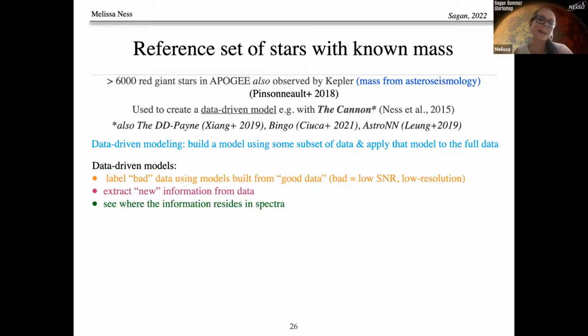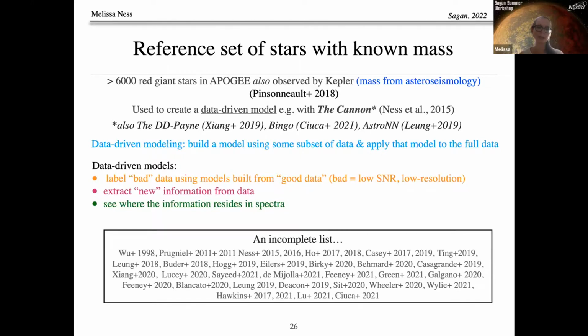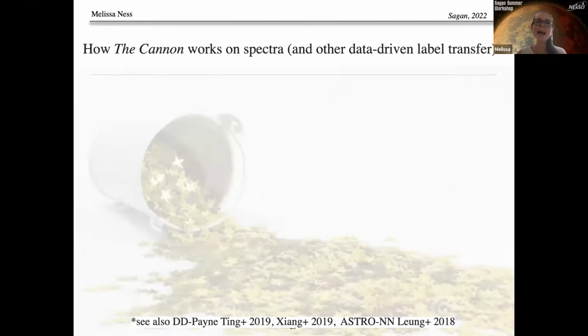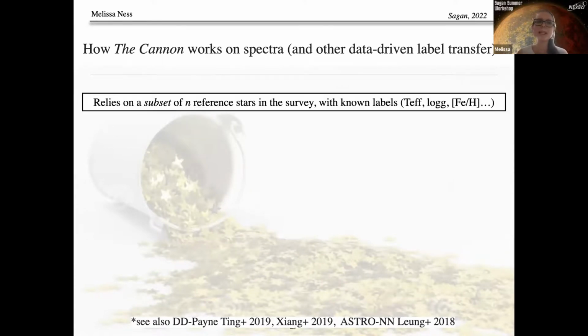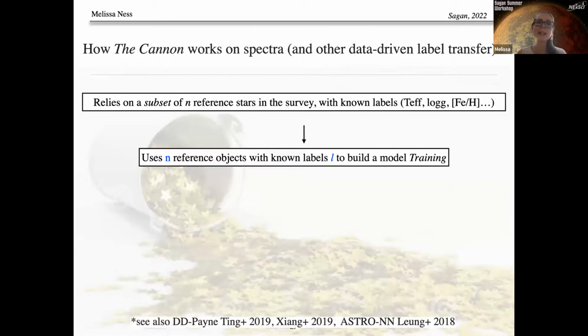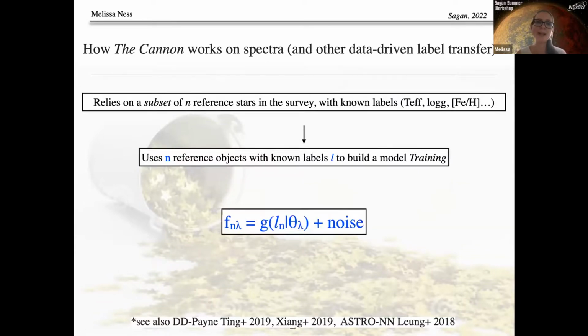One of the questions that came up, we can correct stellar models in this way, physical stellar models. This is an incomplete list of some of the work in the last couple of years that has used data-driven modeling approaches. So how the Canon works on spectra, and indeed any other data-driven label transfer, is it relies on a subset of n reference stars in a survey where you know their labels. And then it uses those reference objects with their known labels to build a model. And this is the training step.